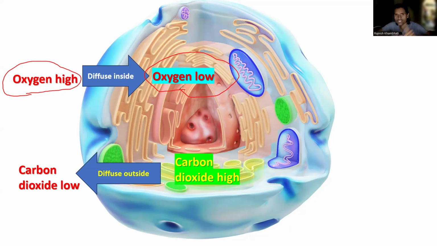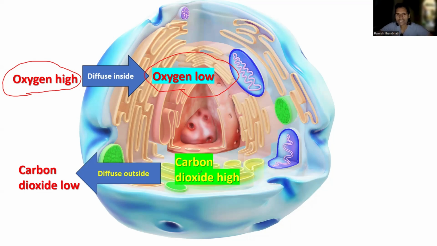So because of this concentration gradient, oxygen will come from outside to inside of the cell. Clear? How is oxygen able to cross the membrane? Through diffusion, because it is high outside and low inside, and according to the definition, anything will move from its high to its low. So oxygen will enter inside the cell.